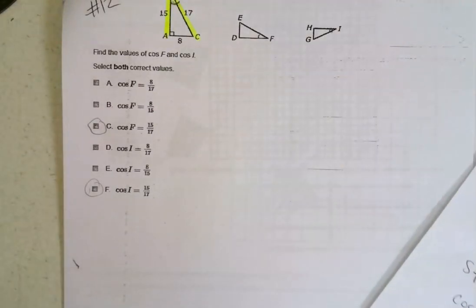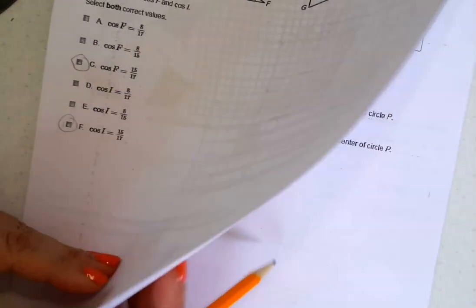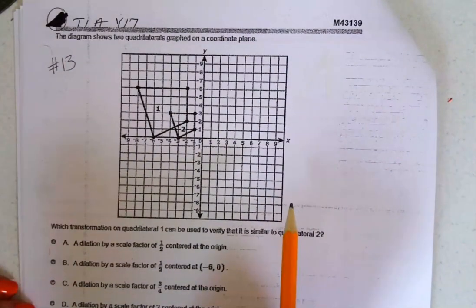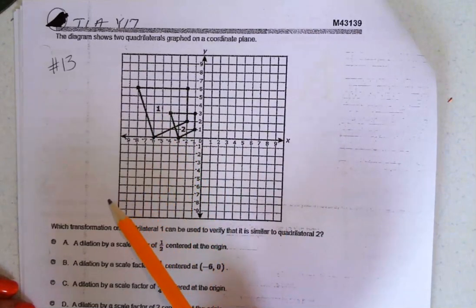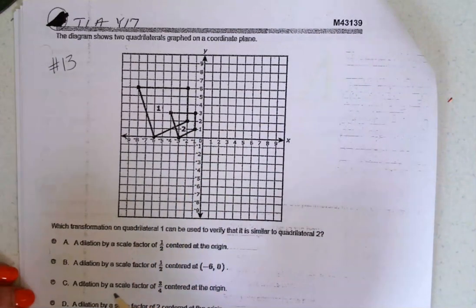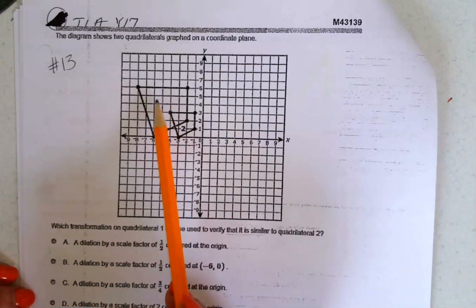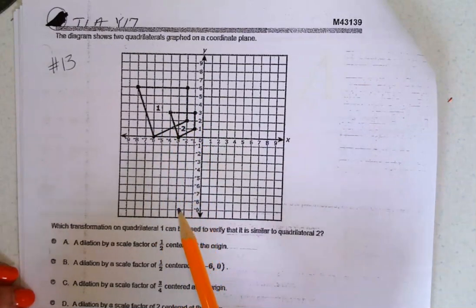All right. Let's go ahead and go to our next question, number 13. Let's check it out. Okay, it looks like another transformation question. We have two quadrilaterals. Number 1 is the pre-image, and number 2 is the copy or the image. The question is, which transformation on quadrilateral 1, the original, can be used to verify that it is similar?